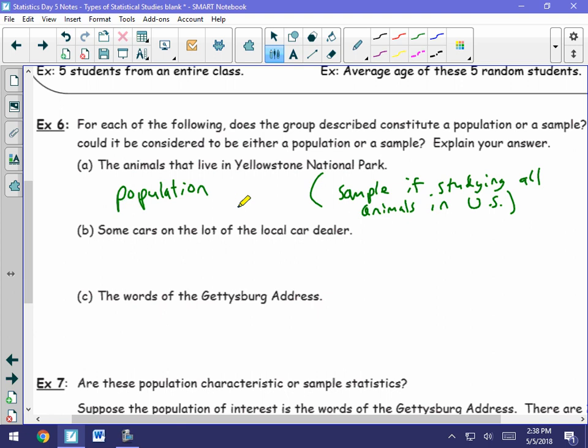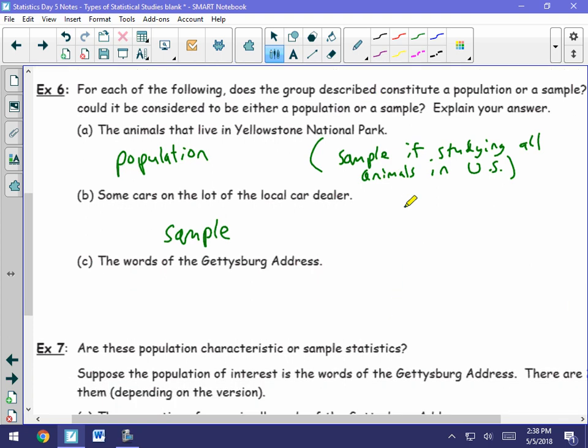Okay, letter B says some cars on the lot of the local car dealer. So some cars out of all the cars, that's a sample for sure. Letter C says the words of the Gettysburg Address. Again, they're implying that all of the Gettysburg Address, your entire population is what we're talking about.